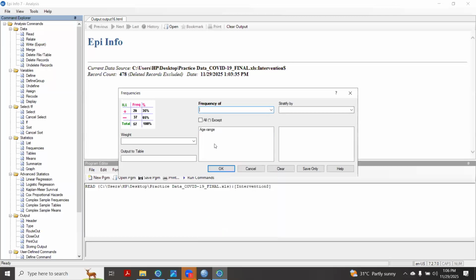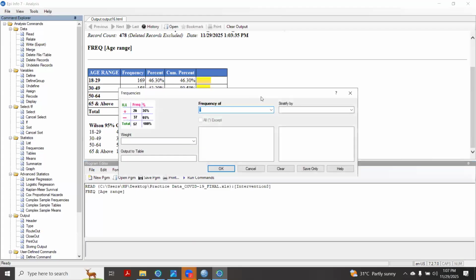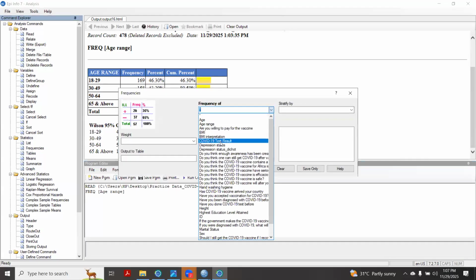I can choose age range and analyze it. So this is the age range. This is the frequency. This is the percentage. So we don't usually use the cumulative percent in our analysis table. It also gives you Wilson's 95% confidence limit. If you need it, you can add it, but we don't usually use confidence limit for frequencies, but we use confidence limit for odds ratios and relative risk, which is part of the focus for today's session.